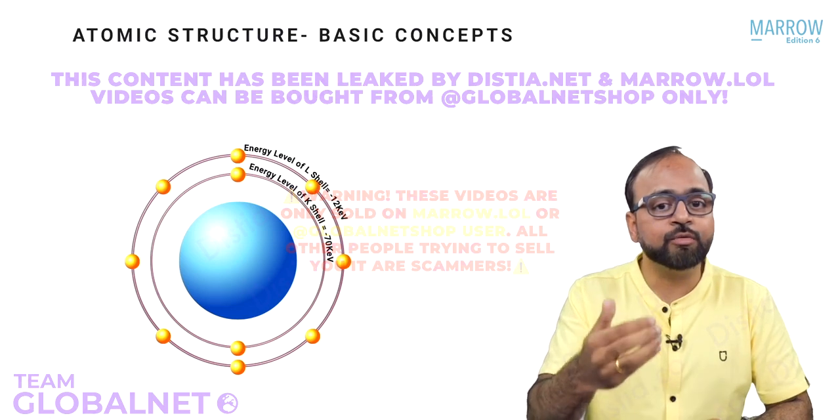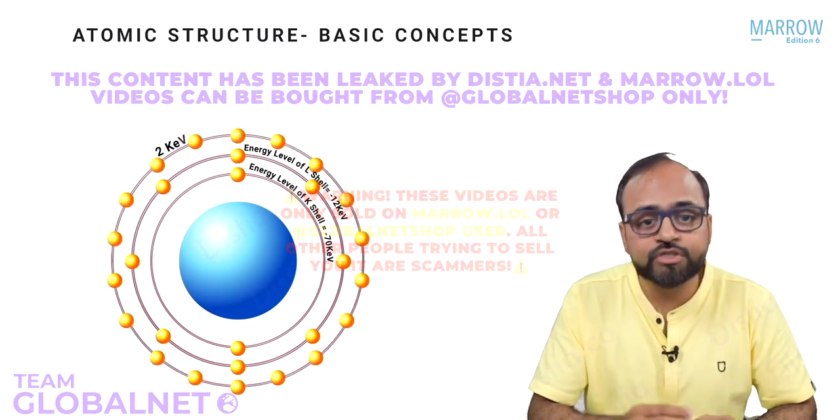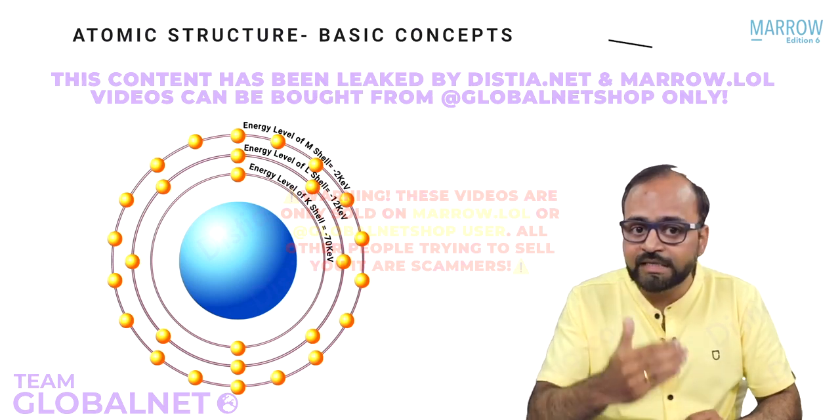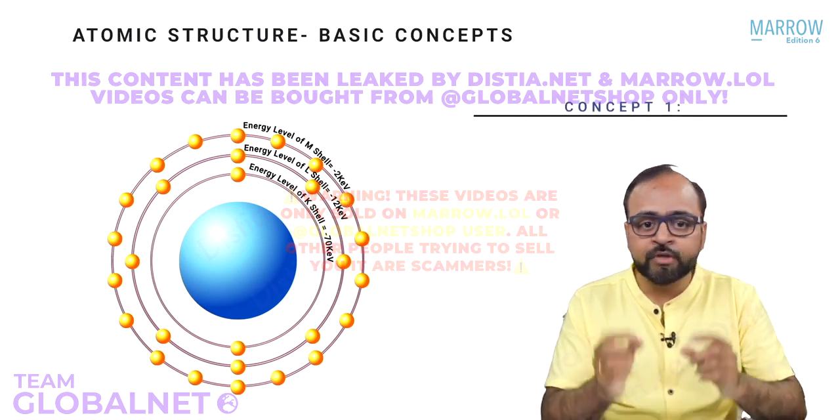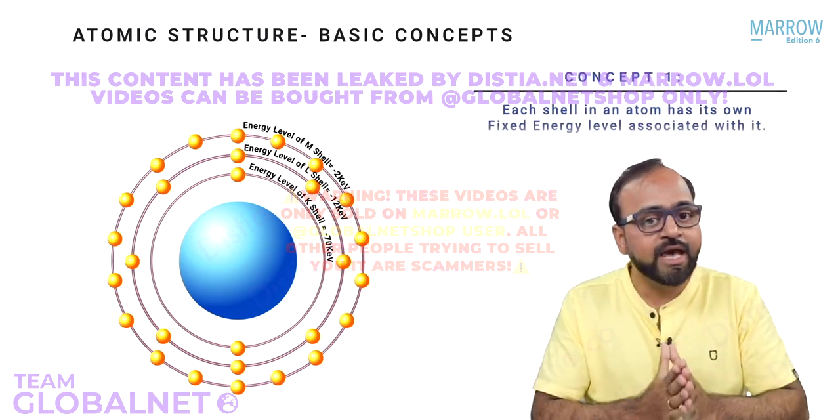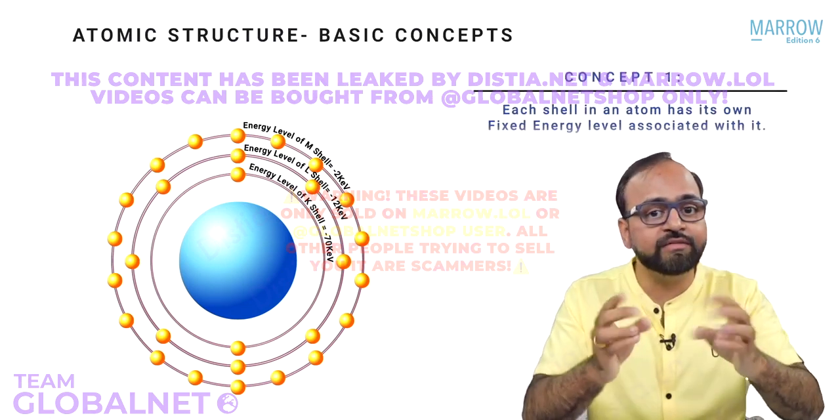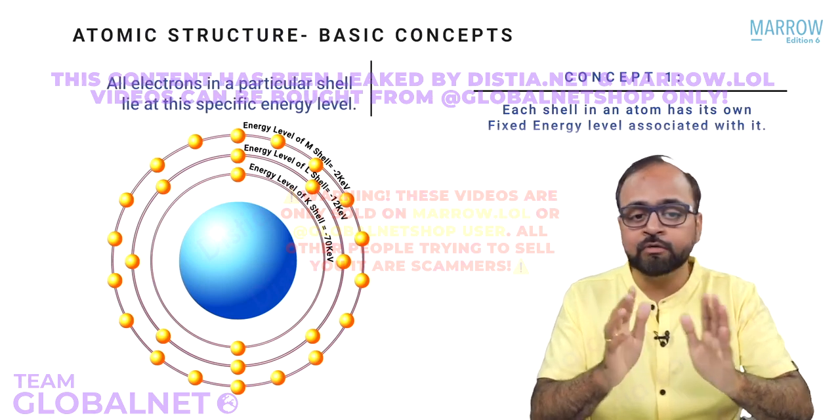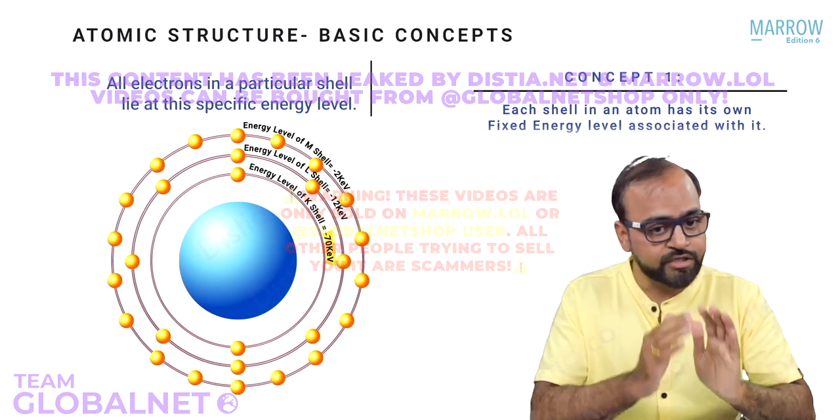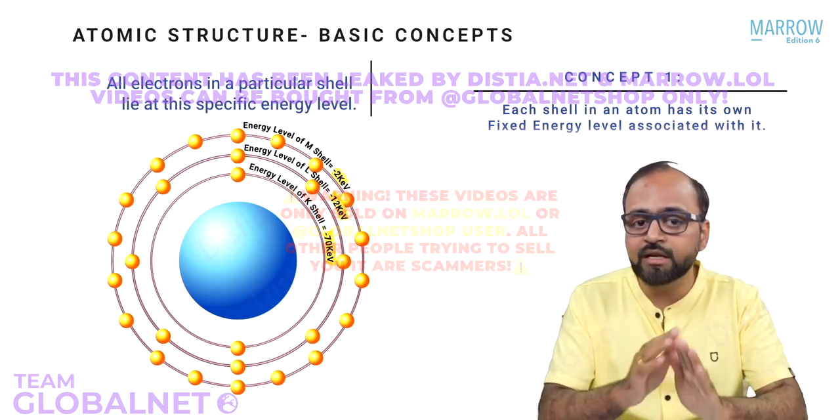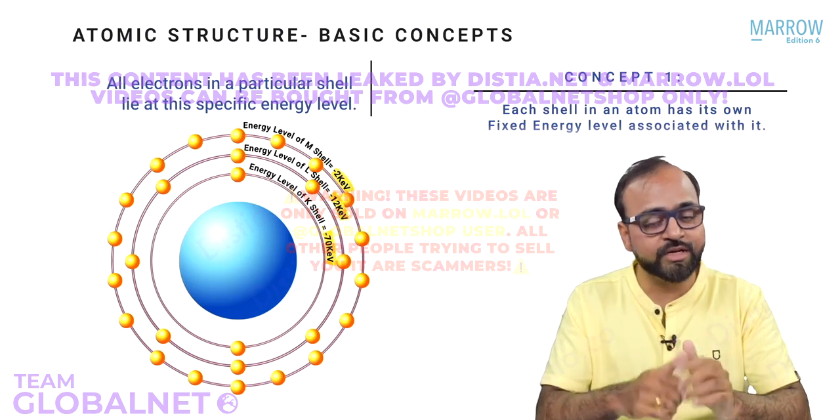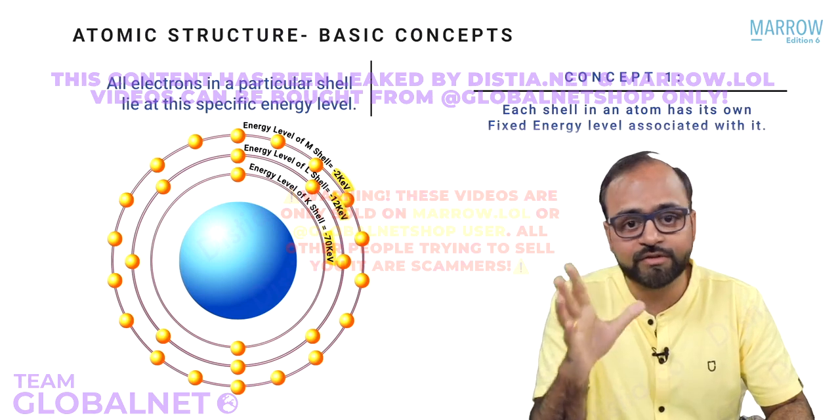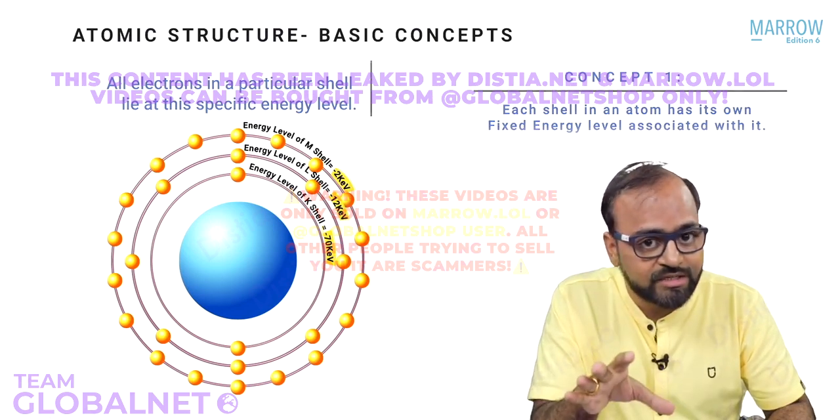Similarly, the energy required to remove the M shell electron was just found to be 2 electron volts. So, what is the energy level of M shell? It is minus 2. I hope you got the first concept. Each and every shell in an atom has its own fixed energy level associated with it. All the electrons in that shell lie at that specific energy level. What are the energy levels in a tungsten atom? It is minus 70, minus 12, minus 2 for KLM shells respectively, so on and so forth. This is the first concept. Energy level is specific for a particular shell. Each shell has an energy level.